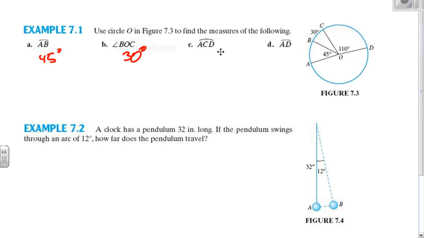Arc ACD, we know that this is 30, we have 45 and 110. ACD tells us that we're going this portion, so we add 45, 30, and 110, 185. AD would be the shorter way then, so it's whatever's left over, 175 degrees.